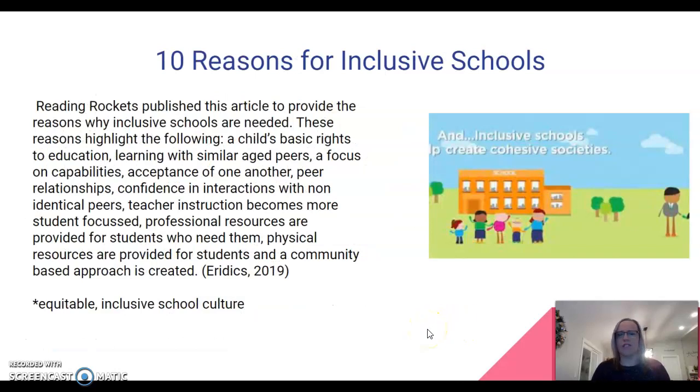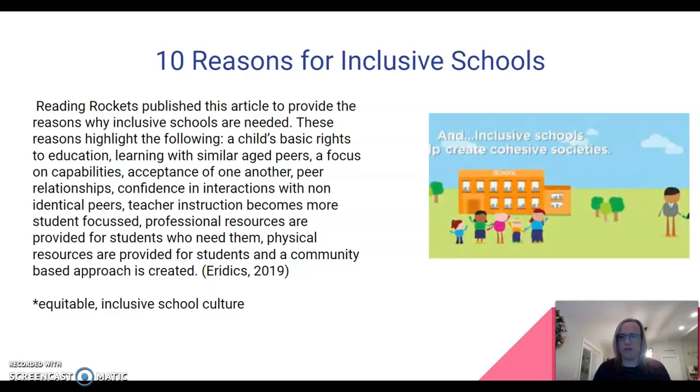The next article was 10 Reasons for Inclusive Schools, and this just kind of provided the why as to why this matters and why it needs to be a part of what we do every day. Basic rights to education is probably the main one that it hits, as well as learning along similar aged peers, a focus on capabilities rather than disabilities, learning how to accept one another, develop stronger peer relationships, the confidence in interactions with non-identical peers. I thought that was an excellent point.